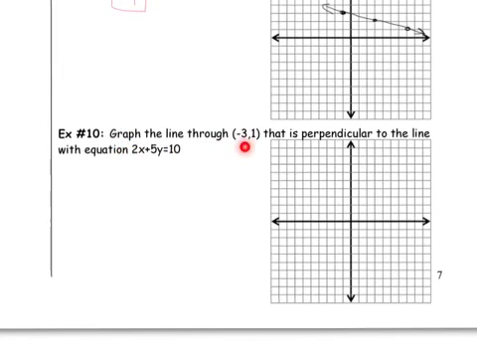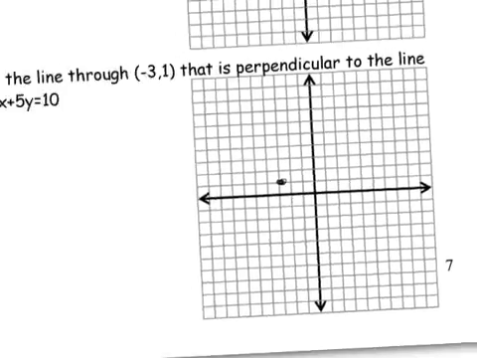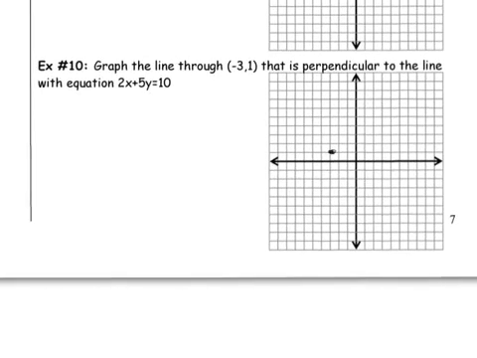Okay, let's try the next one though, because this one's a little bit different. Graph the line through -3, 1. Okay, let's plot that point. Go back 3, up 1. And this time they say it's perpendicular to this line. Well, that means whenever we find the slope of this line, we're going to have to flip it and change the sign. But let's find the slope of this guy first.